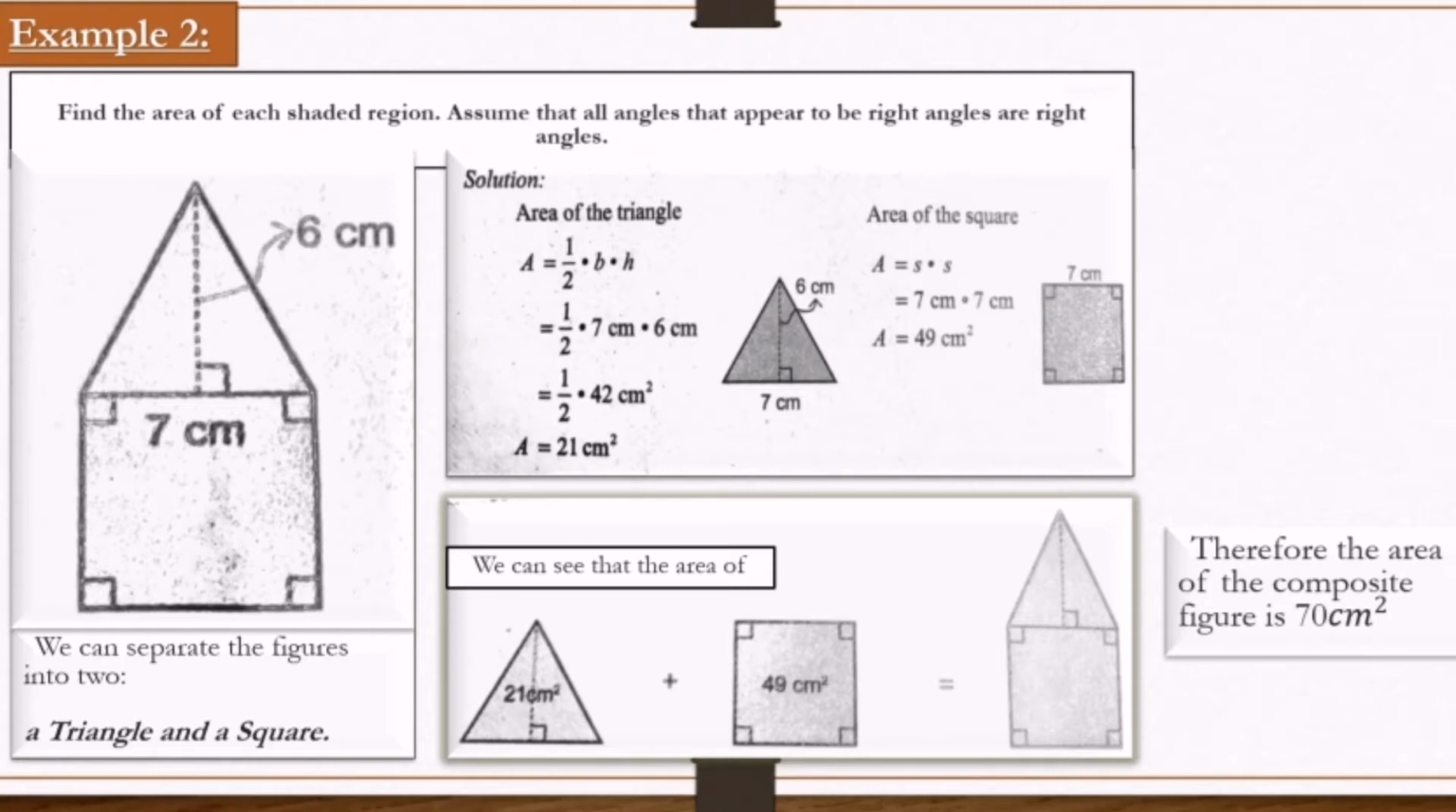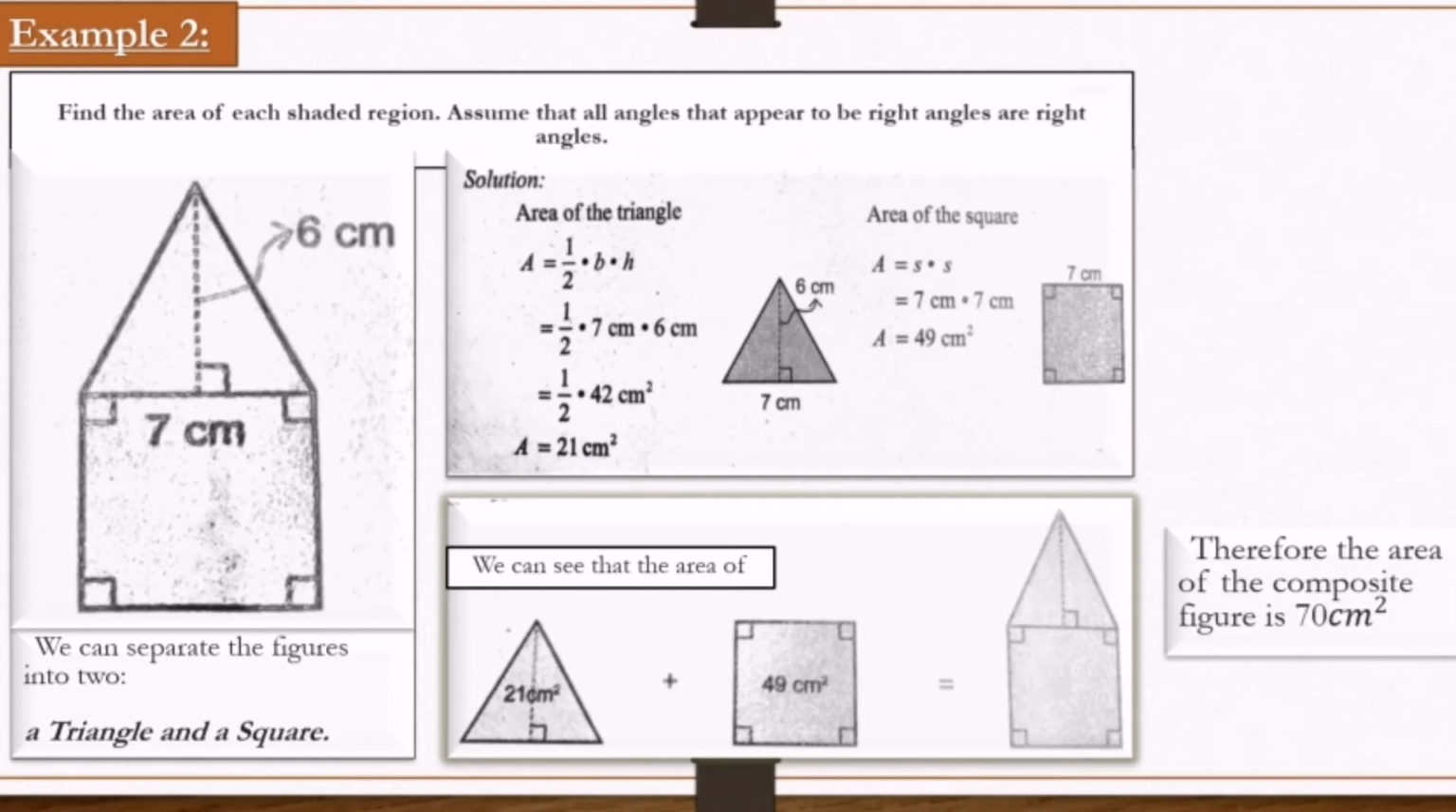Now, let's find the area of the triangle first. For the area of a triangle, the formula is area equals 1/2 times base times height. What is the base for this triangle? The base of the triangle is 7 centimeters and the height of the triangle is 6 centimeters. So 7 times 6 is equal to 42 centimeters squared. Now, 1/2 of 42 centimeters squared is 21 centimeters squared. So that is the area of the triangle.